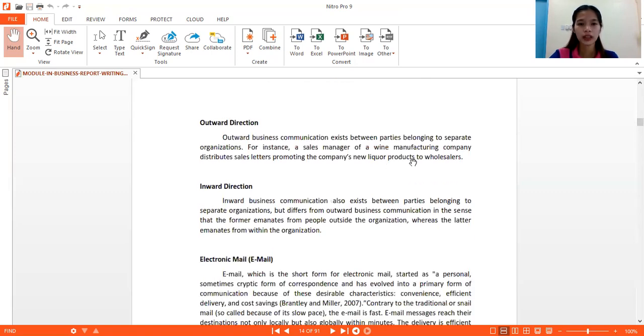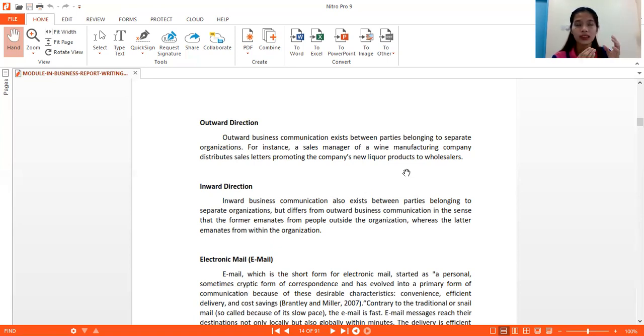Next, outward direction. Outward, ibig sabihin, palabas. From the inside of the company to the outside of the company or to the other company. For instance, a sales manager of a wine manufacturing company distributes sales letters promoting the company's new liquor products to wholesalers. So that's an example of outward direction. For example, from the CBAM office to the CTE office. That's an example of outward direction.